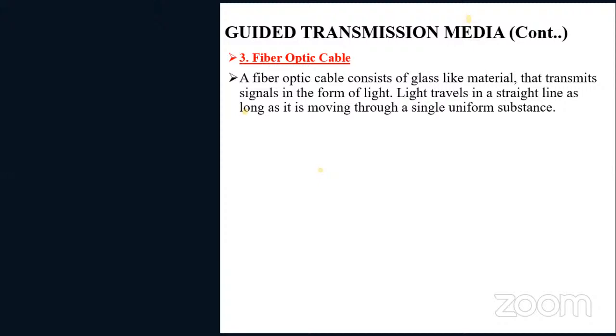The fiber optic cable consists of a glass-like material. It is an important word: a glass-like material that transmits the signal in the form of light. Glass and light have a good relation. What is the speed of light? I think we don't know. It's something to the power of some number, very huge. It's very fast. So that much faster the cable will carry the signals.